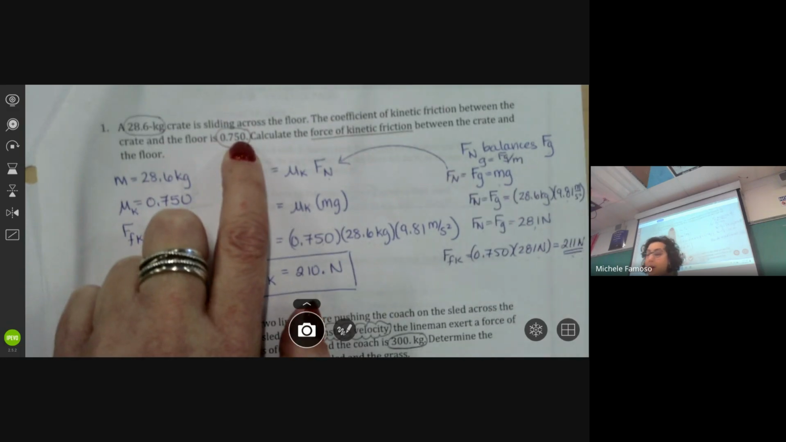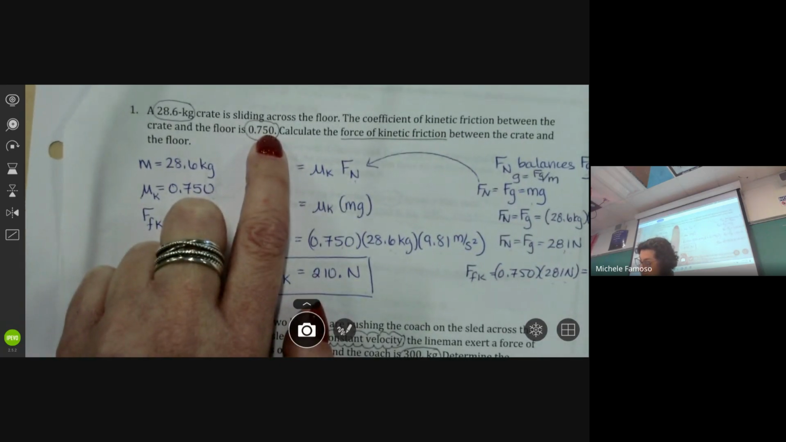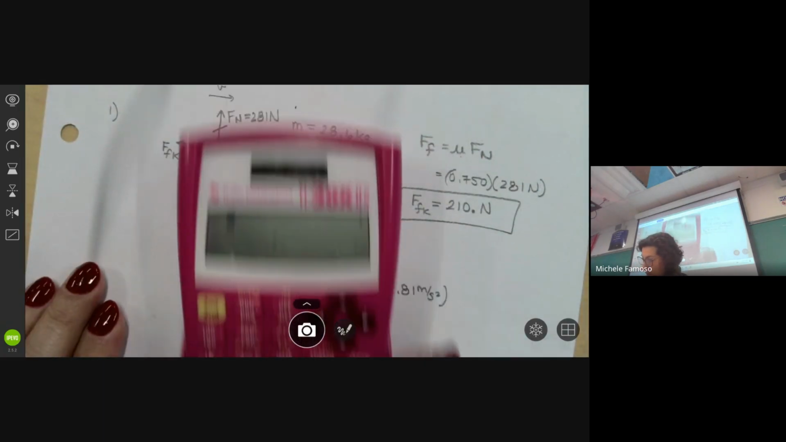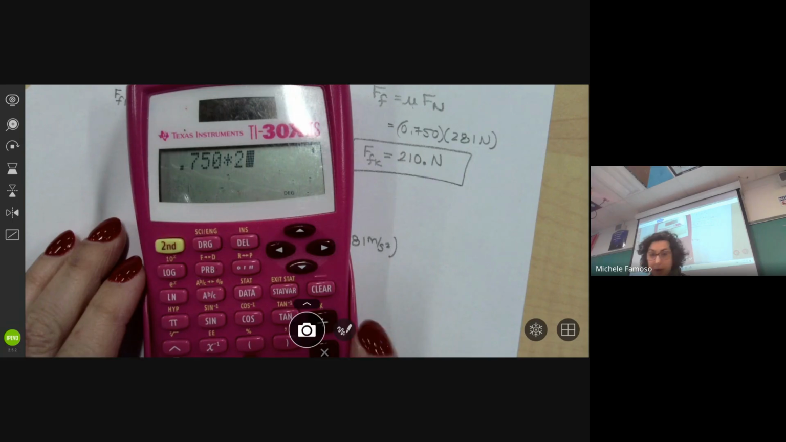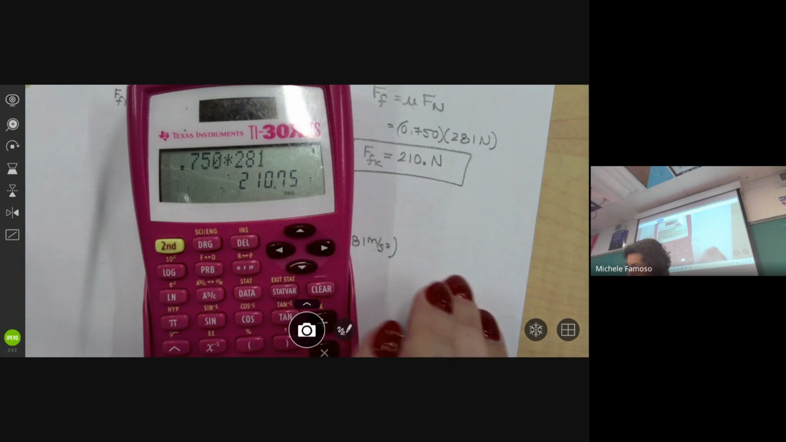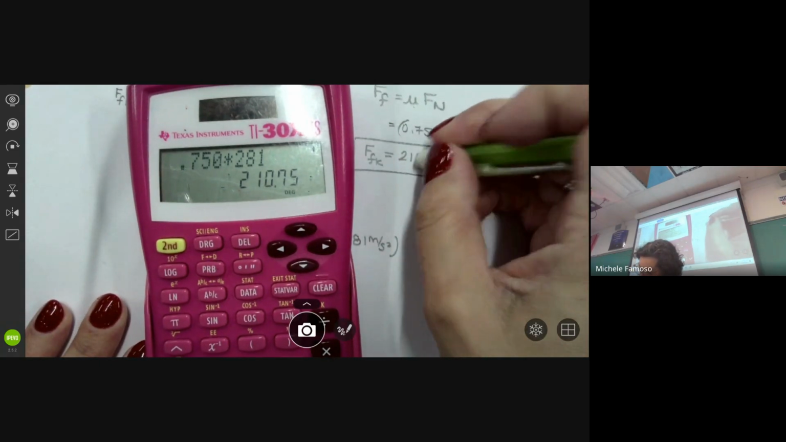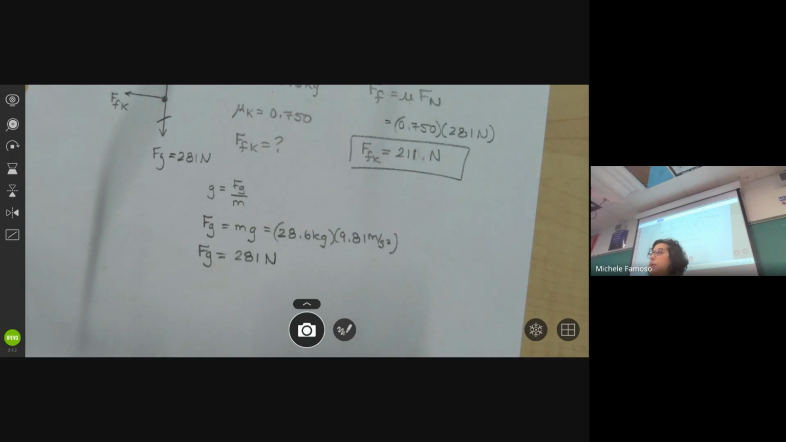0.750, not 0.75. You copied it down incorrectly. 210.75. Yeah. All right. So let me do it on the calculator and I'll show you what you see. 0.750 times 281. Because that next digit is a 7, we have to round it up to 211. So that is my mistake, 211 newtons. Okay. Anything else?